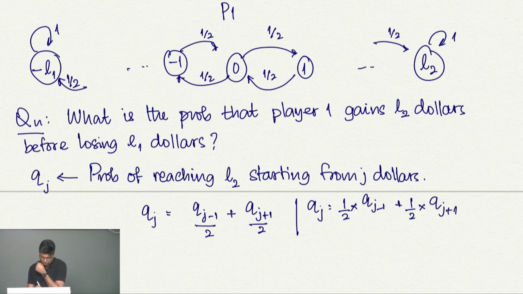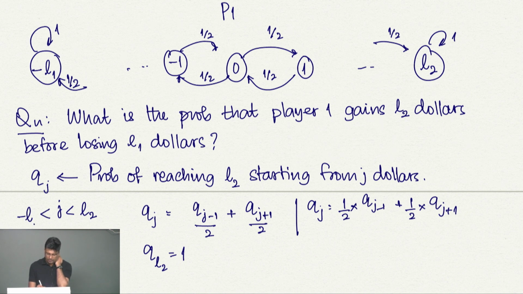And what is Q of minus L1? 0. And what is Q of L2? 1. And this is for all j between minus L1 and L2. Does this make sense? And what we are interested in is Q0. So this is what we want.